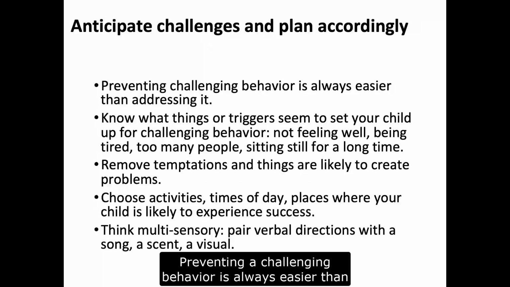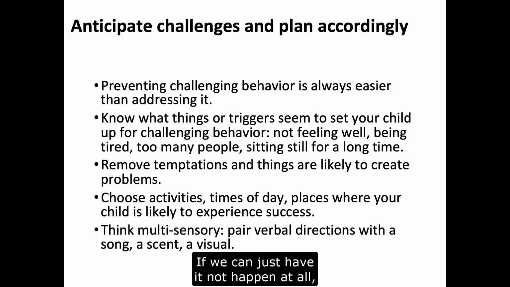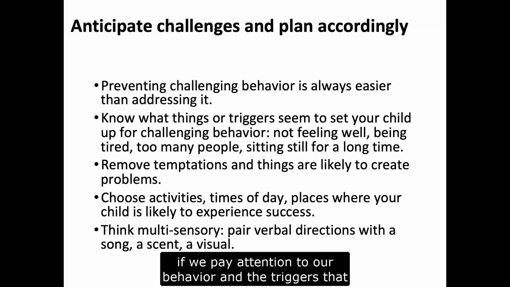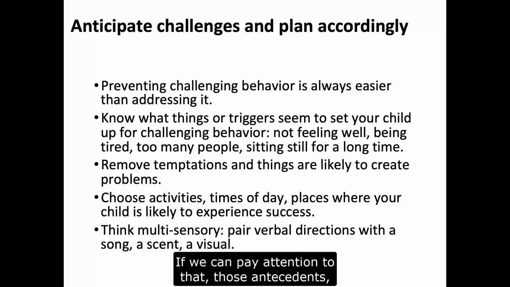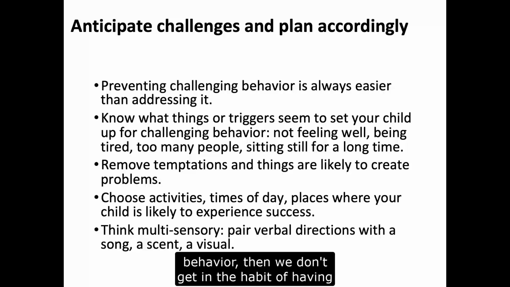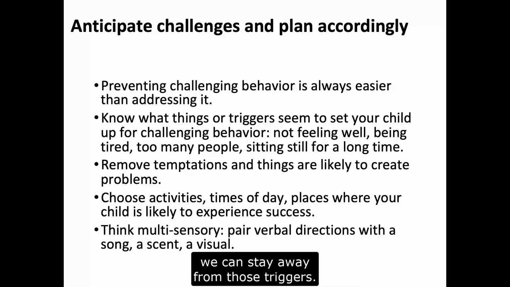So preventing a challenging behavior is always easier than addressing it. If we can just have it not happen at all, that's the best solution for all of us. And we can do that if we think ahead and if we pay attention to our behavior and the triggers, the antecedent of the behavior, and the consequence. If we can pay attention to those antecedents, then many times we can prevent this challenging behavior. Then we don't get in the habit of having challenging behaviors. So if we know what the triggers are that's going to set up a child, we can stay away from those triggers.